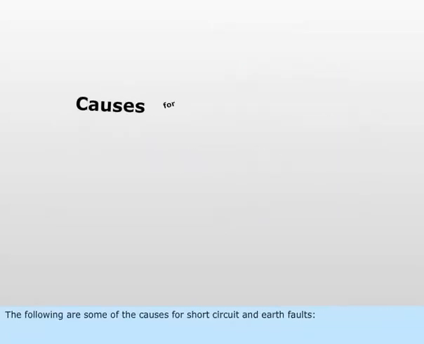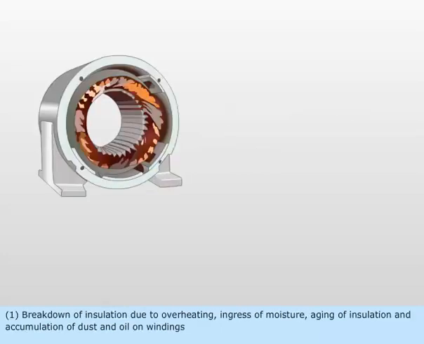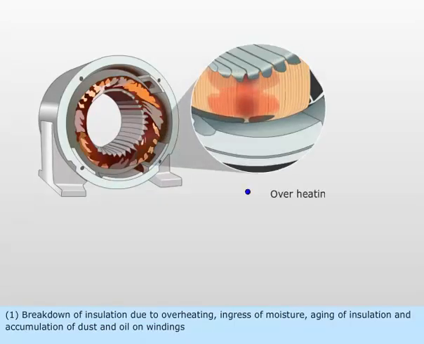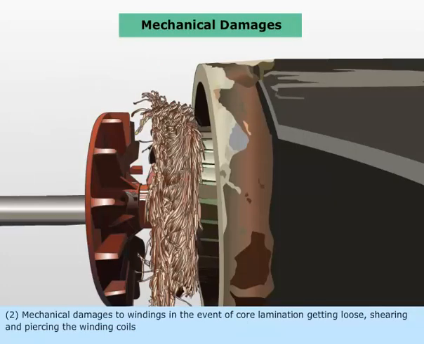The following are some of the causes for short circuit and earth faults. 1. Breakdown of insulation due to overheating, ingress of moisture, aging of insulation, and accumulation of dust and oil on windings. 2. Mechanical damages to windings in the event of core lamination getting loose, shearing, and piercing the winding coils.